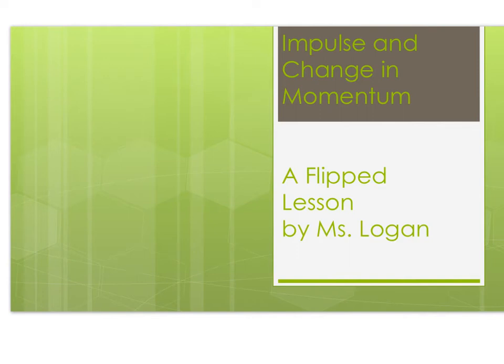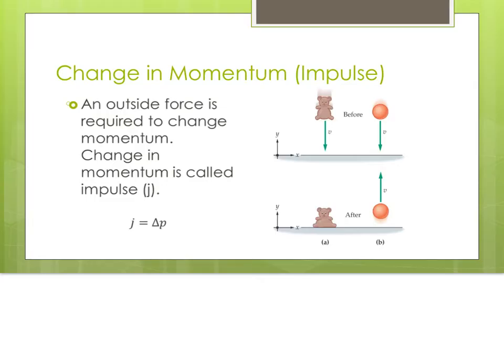Today I'll be giving a flipped lesson on impulse and the change in momentum. The change in the momentum is also called the impulse. This is basically saying an outside force is required to change the momentum. This change that we figured out is called the impulse, and we're going to use J to represent that. This is equal to the change in P, and as a reminder, P stands for momentum.